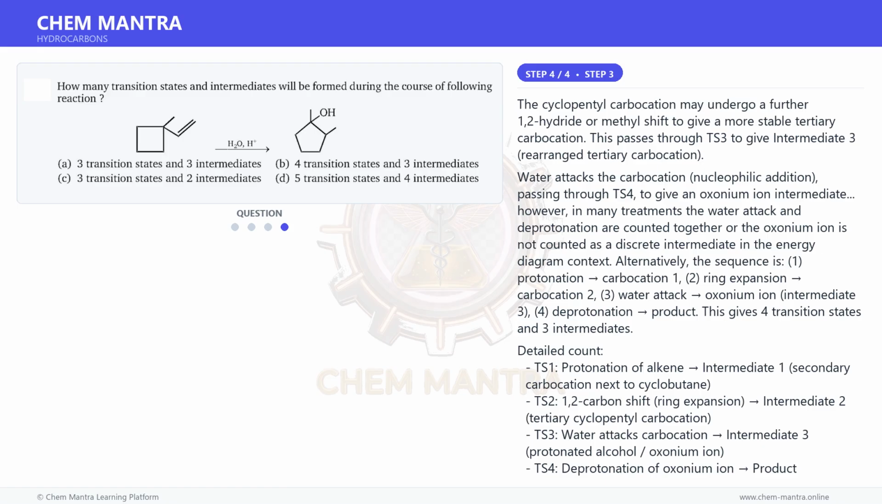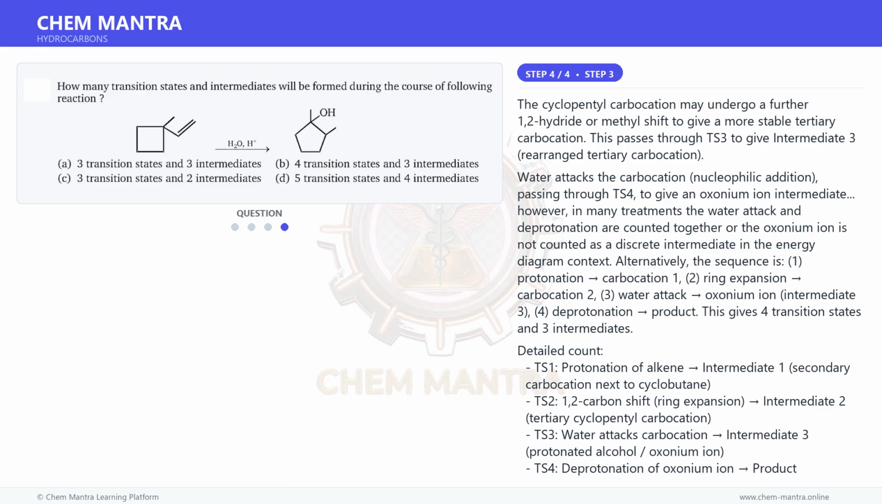Alternatively, the sequence is: 1. Protonation, carbocation 1. 2. Ring expansion, carbocation 2. 3. Water attack, oxonium ion, intermediate 3. 4. Deprotonation, product. This gives 4 transition states and 3 intermediates.